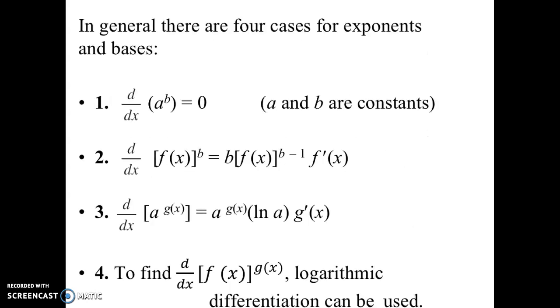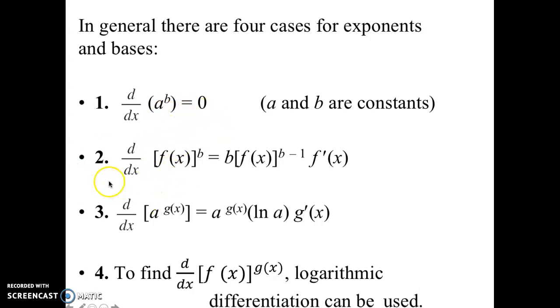Now, just a little bit of a review before we get into this. In general, there are 4 particular cases when we talk about exponents and bases. So if I had a number raised to a number, where in other words, a and b are both constants or both given as numbers, if I have a number raised to a number, that's just a number. And the derivative we know of just a number is equal to 0. That's our very first rule that we learned in the very beginning.